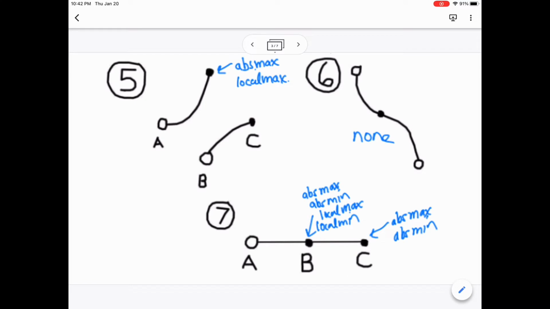For 5 here, even if you have discontinuity, so there's an obvious break, you can still have absolute maxes, local max. For 6, though, you can also have nothing because it's an open interval and there's no actual local, no dips to give you a local min or a max. 7 shows you that you can actually have absolute maxes and mins be exactly the same value, and that's fine too.